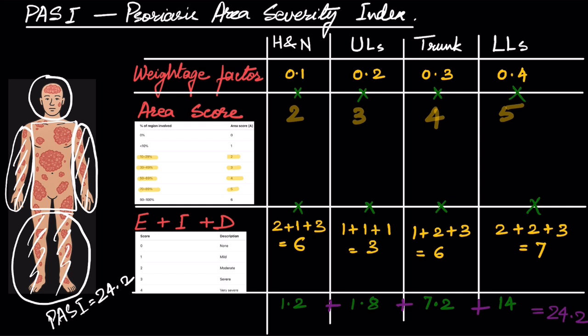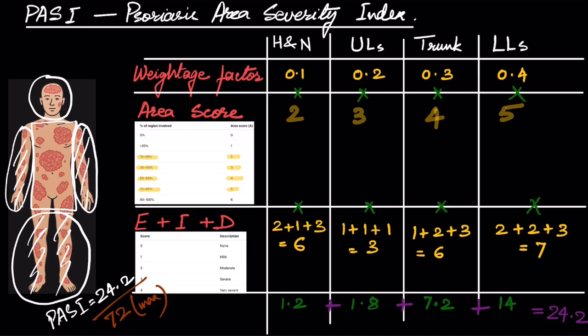The maximum PASI for any patient can be 72. The minimum is 0. Minimum is 0 means there is no psoriasis. And 72 means all regions are almost fully covered with severe psoriasis.